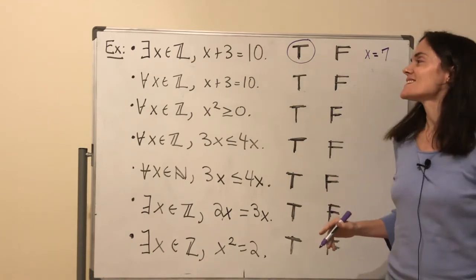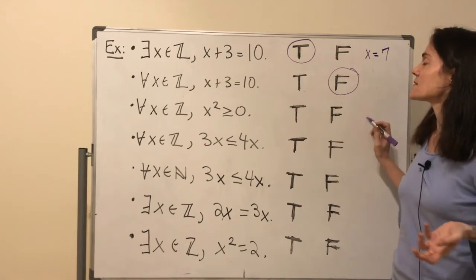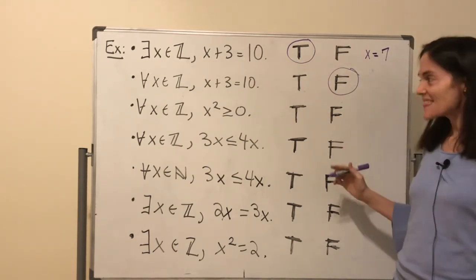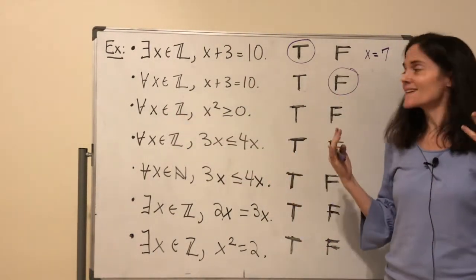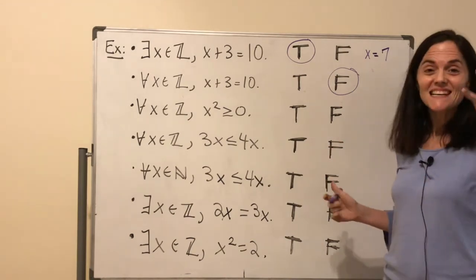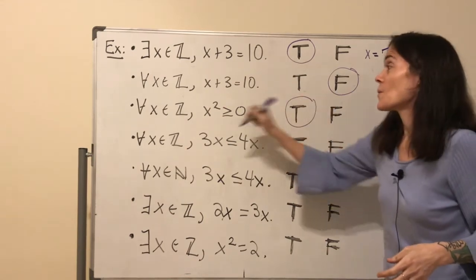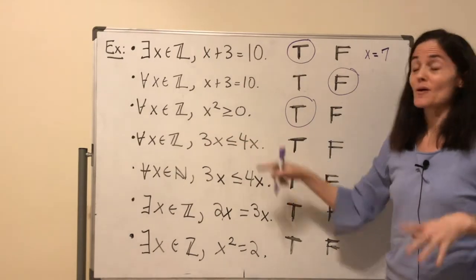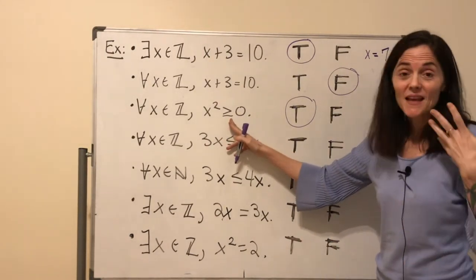For all X in Z, X plus 3 is 10, is definitely false because it does not hold for every single integer. Then, for all X in Z, X squared is bigger than or equal to 0. Yeah, this is good. This is true even for more. We could put for all X in R, X squared is bigger than or equal to 0. If you square a real number, what you get is something that is non-negative.